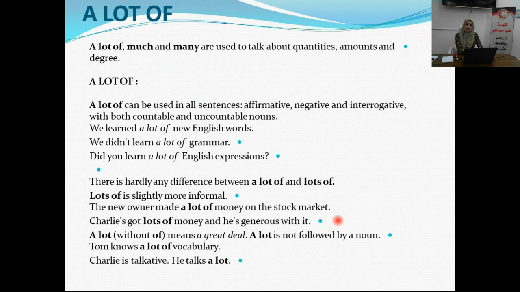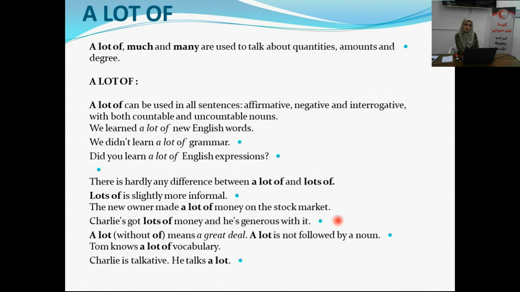In this sentence we have "words." This is the countable noun, and we are going to use "a lot of" with the affirmative sentence with countable nouns. The second one says, "We didn't learn a lot of grammar." So "a lot of" here is used with negative and with non-countable noun, which is "grammar."